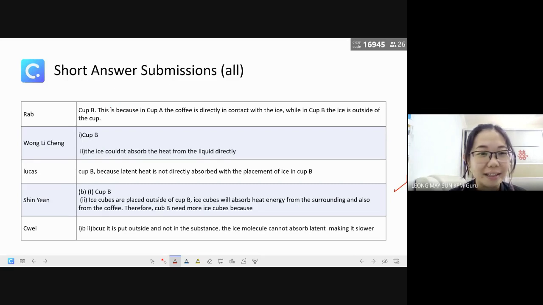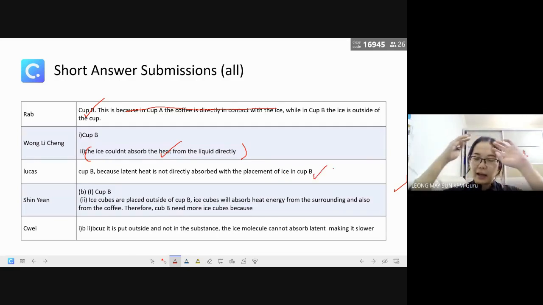So over here, cup B is correct. I know everyone answered cup B, okay? The reason, all this, no need. Cup B, the ice is outside the cup. Not a very accurate answer. But Li Xing's answer is correct: ice couldn't absorb the heat from the liquid directly. So this is a more accurate answer. Lucas, because latent heat is not directly absorbed with the placement of ice in cup B. Okay, this one I can accept, but very high level answer, Lucas.